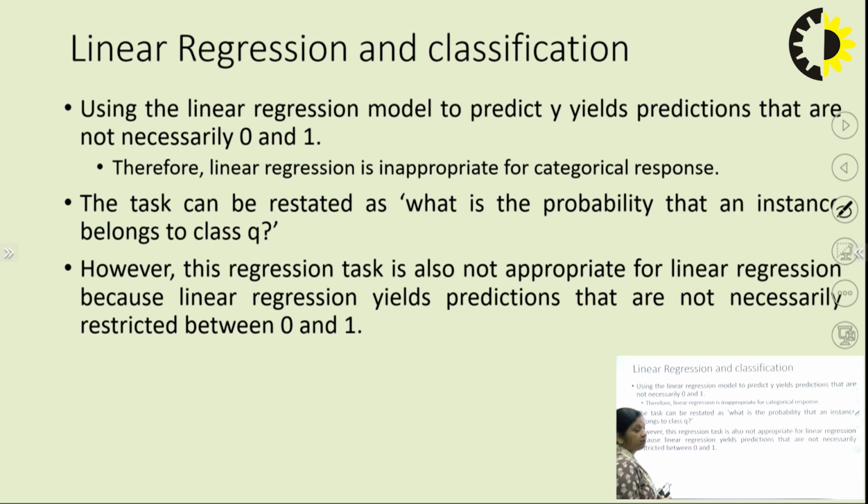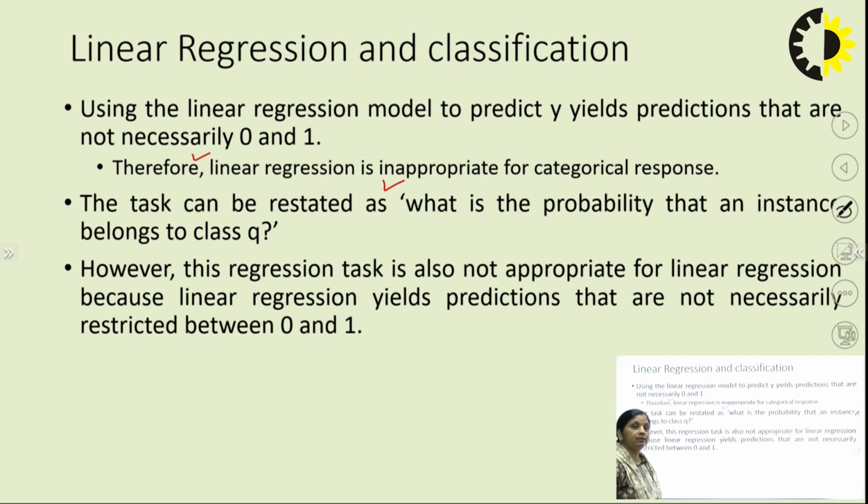Using the linear regression model, we predict y. It yields predictions that are not necessarily between 0 and 1. For example, we can take smoker as 1 and non-smoker as 0. So, we have two options. In the same way, we can take the example of a digit. What could be a digit? 0, 1, 2 up to 9. 10 digits are possible. It means we can have 10 outputs, either 0 or 1 or 2 up to 9. Here linear regression is not appropriate. It is inappropriate for these categorical responses.